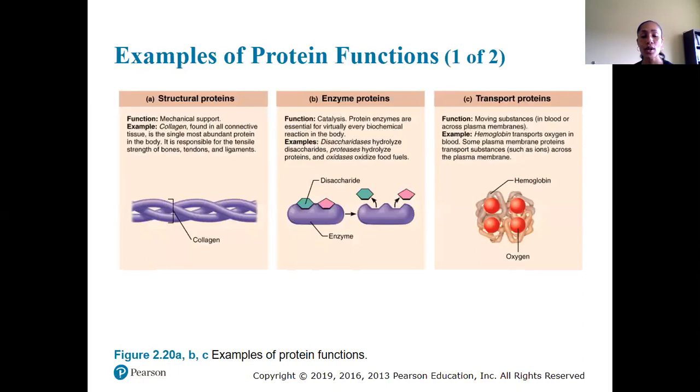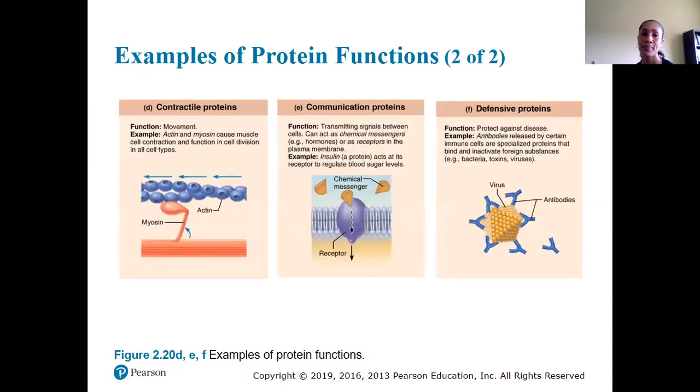Figure 2.20 A, B, and C are just giving us examples of the different roles of proteins. So we have structural proteins called collagen. So that's an example of a structural protein. Here we see enzymes. So this is a protein, and we'll talk more about how enzymes work. And then here we have transportation. So in our red blood cells, we have a protein called hemoglobin. And hemoglobin is how oxygen attaches to our red blood cells and how our red blood cells are able to carry oxygen throughout the body.